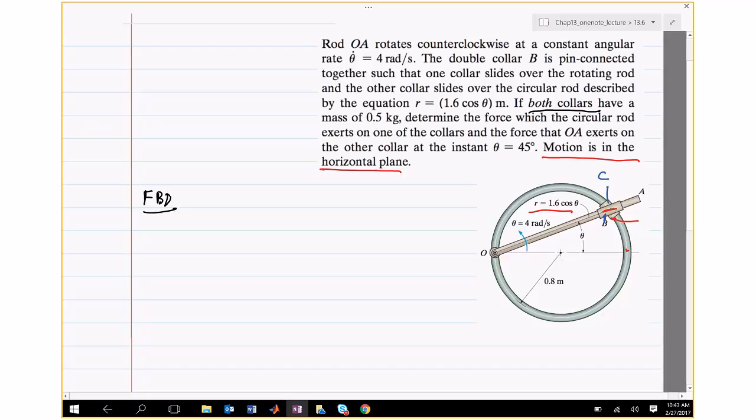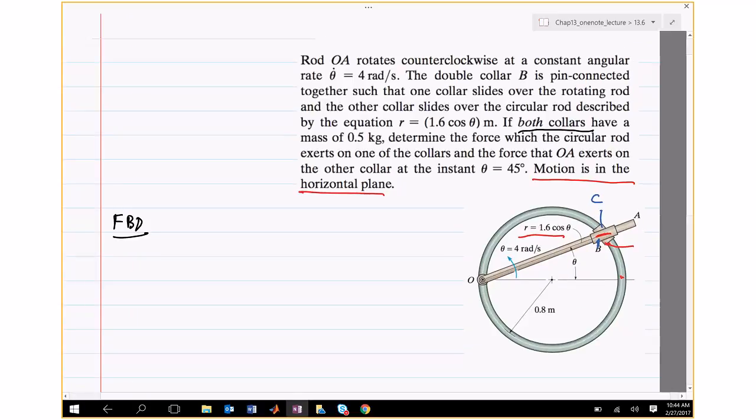Okay, now there are actually two collars, right? There's a collar B and there's a collar C. And you might be thinking, well, let me just extract one collar from the other and draw a free body diagram. But they've actually told you that both collars have a mass of 0.5 kilograms. This is a hint to you that you're better off drawing a free body diagram for the combined collars, not separating them, just because of this information. Okay, so we'll draw a free body diagram for both the collars.